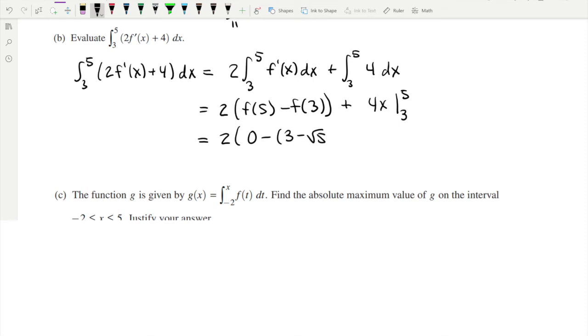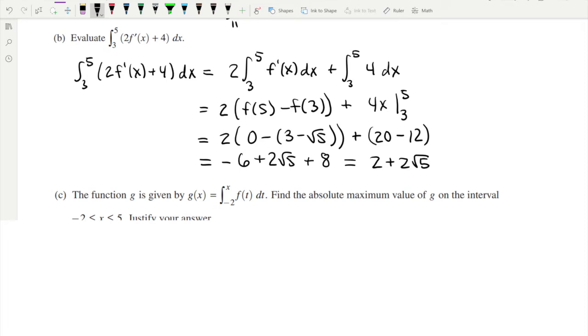Careful with your parentheses. Plus, here, remember you always do top minus bottom when you're evaluating. So this is 20 minus 12. And so this gives us, let's see, if I distribute through the negative and the 2, I have -6 plus 2 root 5 plus 8. So that leads to 2 plus 2 root 5. That's going to be my answer.